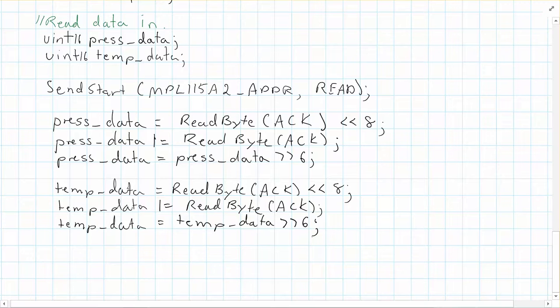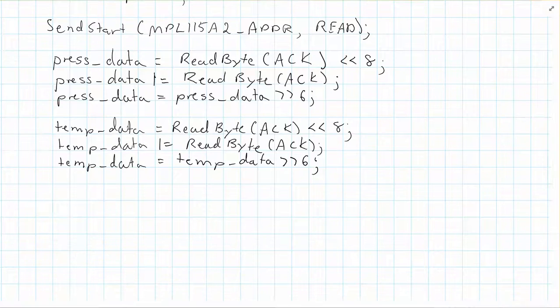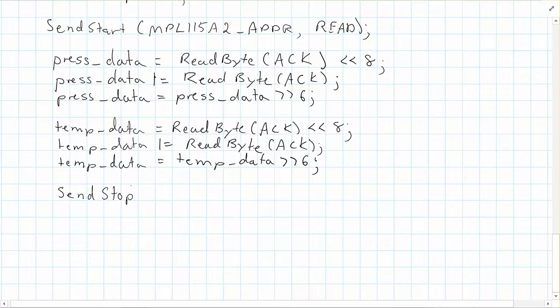Alright, so we've read all the data in, so now we should send a stop. Don't ever forget to send a stop once you're done either writing or reading data. Very easy thing to forget to do. Alright, well, I'm actually going to end this video right here because, again, I don't want to make it too long. And we are almost there. The last thing we have to do is just take these two things. Using the data sheet, there's formulas for how to actually convert these.